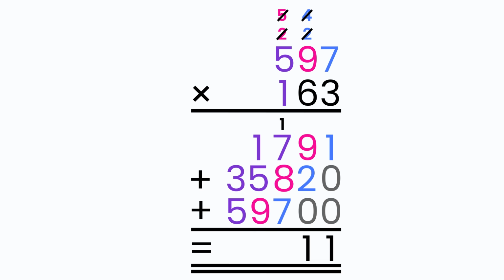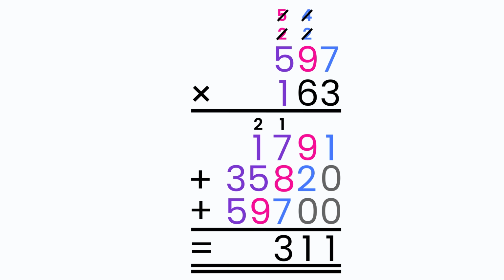7 plus 8 is 15. 15 plus 7 is 22. 22 plus the 1 you carried equals 23. Put 3 under the line and carry the 2.